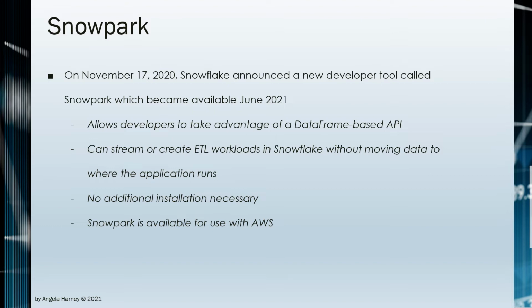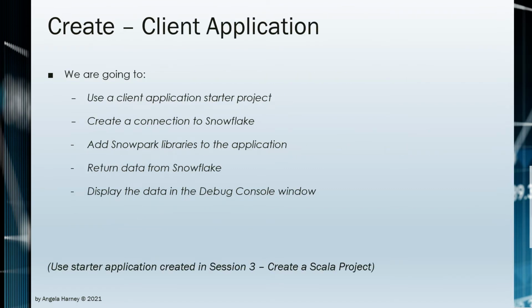Snowpark is an API that, when connecting to it, executes SQL queries. The data is queried on special JVMs that are specifically set for scale and will execute on Snowflake's compute and storage rather than your local workstation's capabilities. We are going to use the starter project we created in the last video. In this video, add the Snowpark libraries, query Snowflake, and view results in the Debug console window.